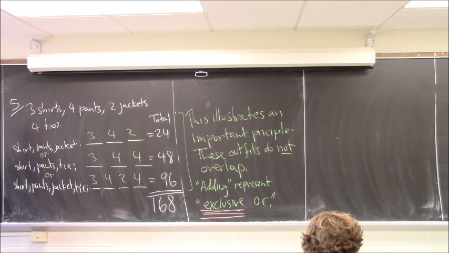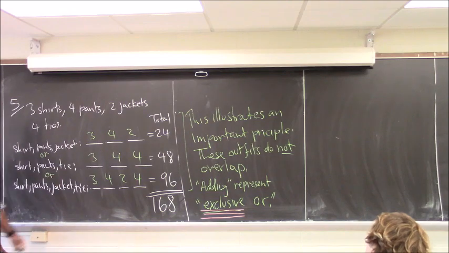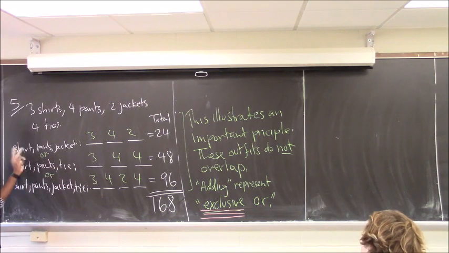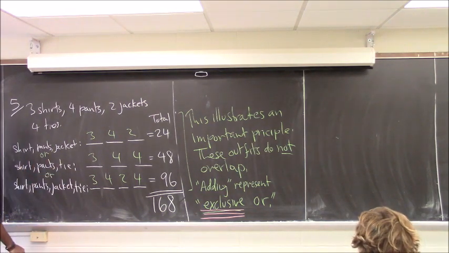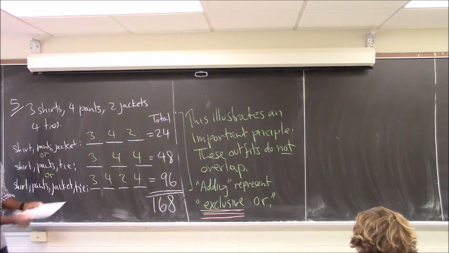And I'll talk about this later, but you can think of and as multiplication in the case where things are independent. One doesn't have to do with the other, which is kind of behind the multiplication. Okay, so there's 168 possible outfits here.